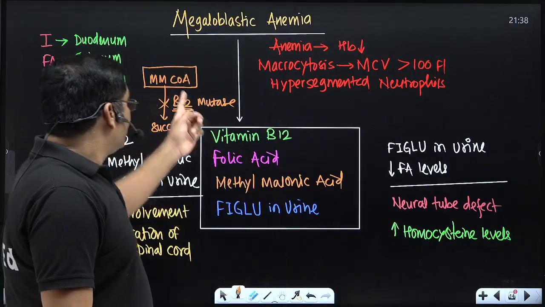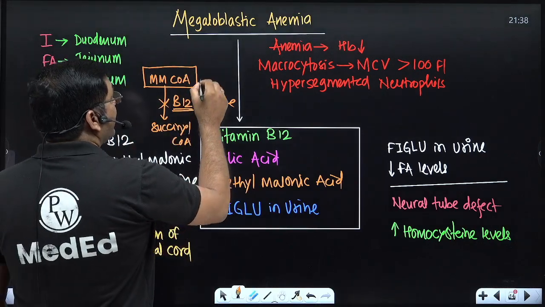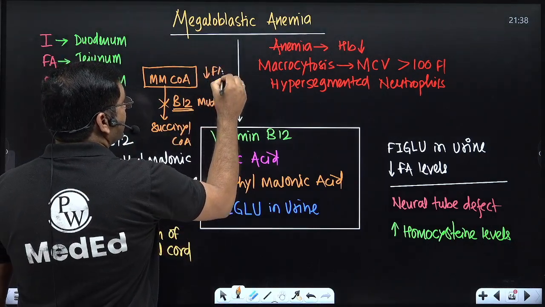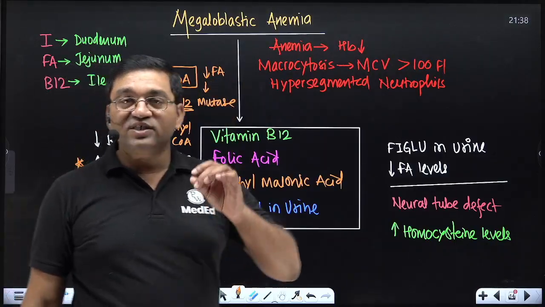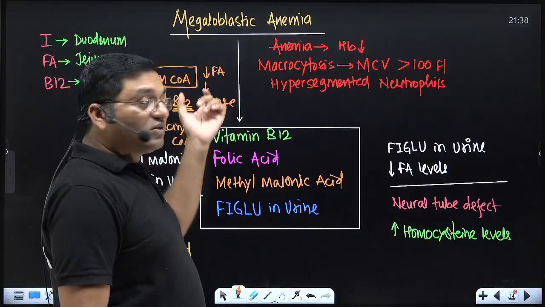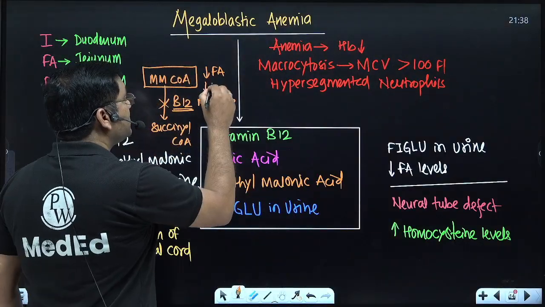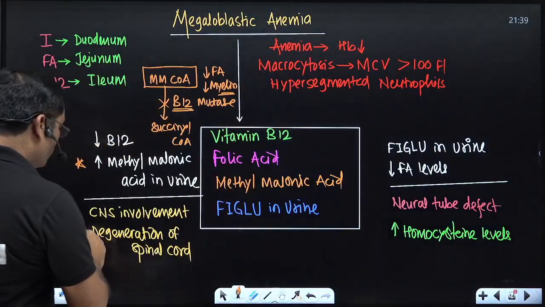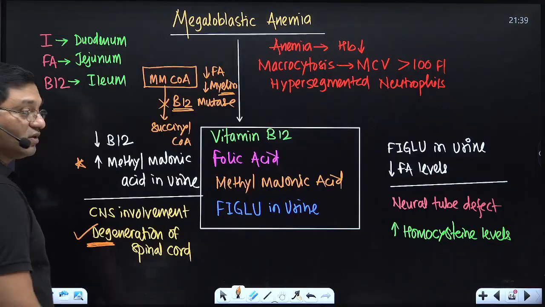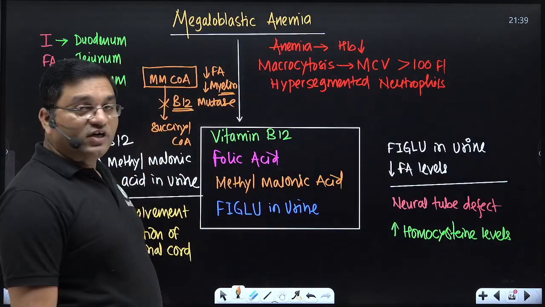in the urine. This methylmalonyl coenzyme A causes a defect in fatty acid synthesis, and also defective lipid synthesis, that is glycolipids, sphingolipid synthesis. It causes defective lipid synthesis and a defect in myelin formation. So that causes subacute combined degeneration of the spinal cord. That's why CNS manifestations will be there in vitamin B12 deficiency.